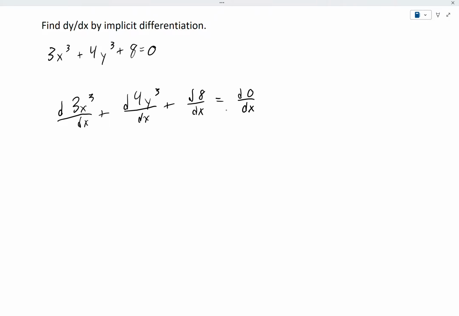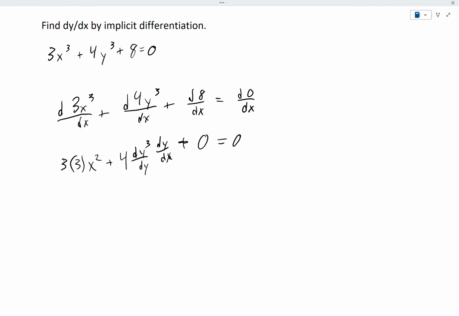So I'm going to start with these terms over here. d/dx of 0 is 0, so is d/dx of 8. Those are just constants. How about this term over here? Well, I'm going to pull the 3 out front. That's the constant multiple rule. And then I'm going to pull the power out front and make it one smaller. That's the power rule. How about this one right here? Well, I know I can pull the 4 out front. I can also use the chain rule to write the rest of it as d/dy of y^3 times dy/dx. And as you can see, we finally have our dy/dx that we're looking for.